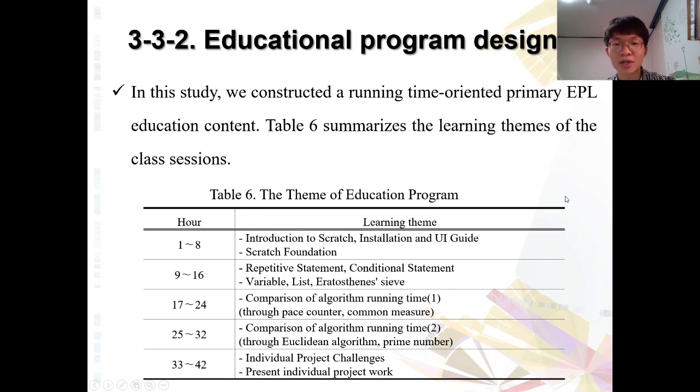Here is my educational program design. We constructed running time-oriented primary EPL educational contents. Table 6 summarizes the learning theme of the class sessions.